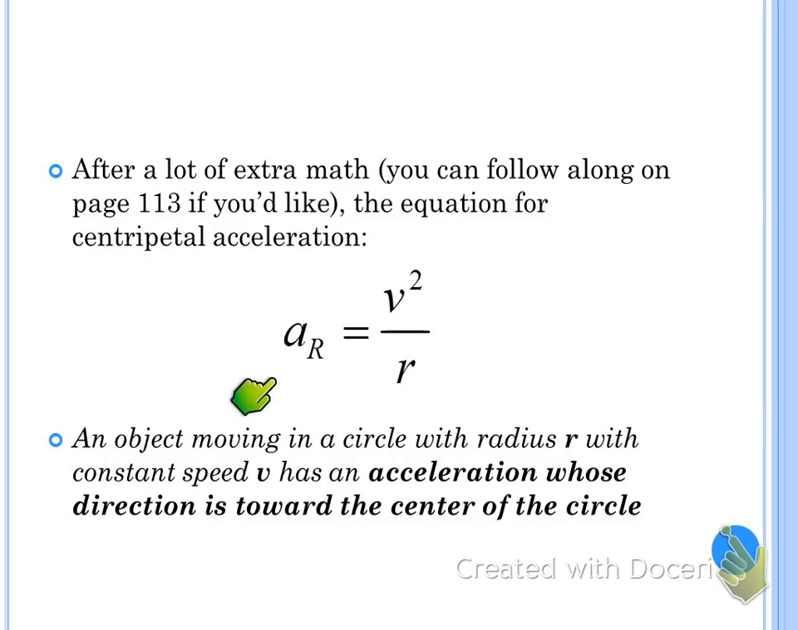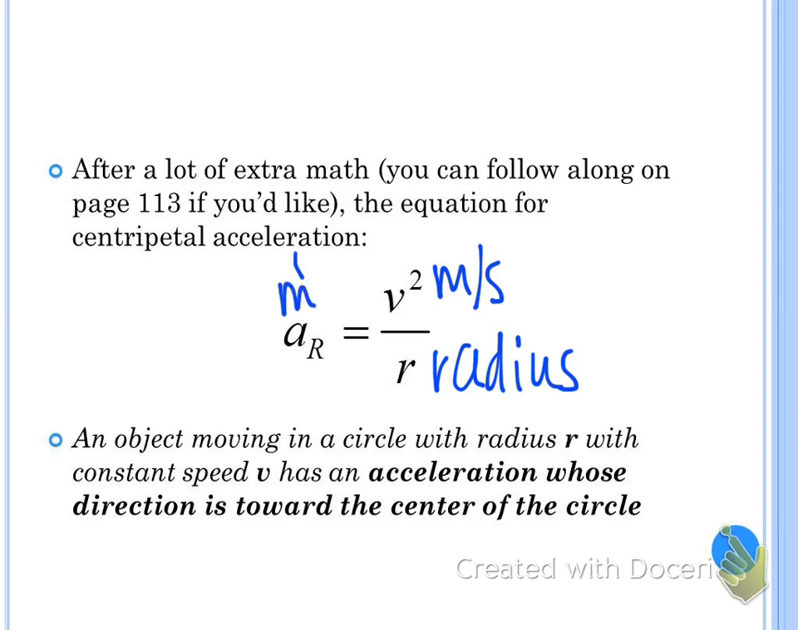Here we're in meters per second squared for acceleration. Velocity is meters per second. What does this r probably stand for? The radius. And what would our units for radius probably have to be? Meters per second? Meters per second squared? You probably want it in meters. So our radius is in meters.